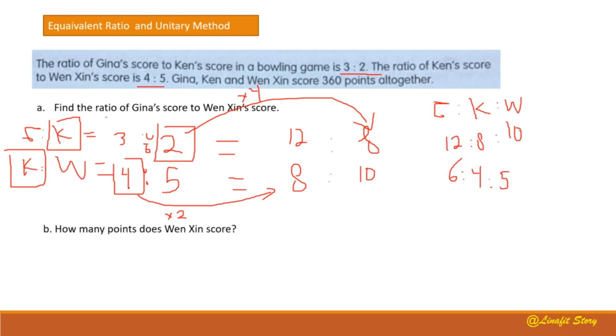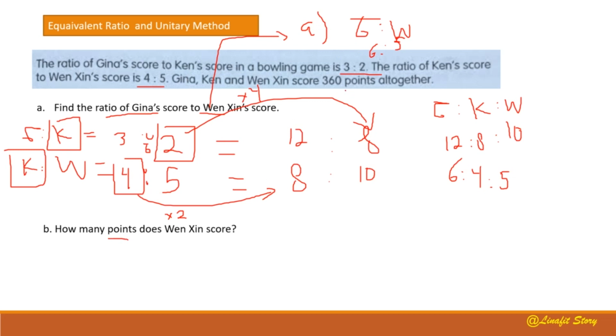Question A. Find the ratio of Gina's score to Wensen's score. So answer A would be Gina to Wensen, 6 to 5. How to write the statement? So the ratio of Gina's score to Wensen's score is 6 to 5. Next here, question B. How many points does Wensen score?